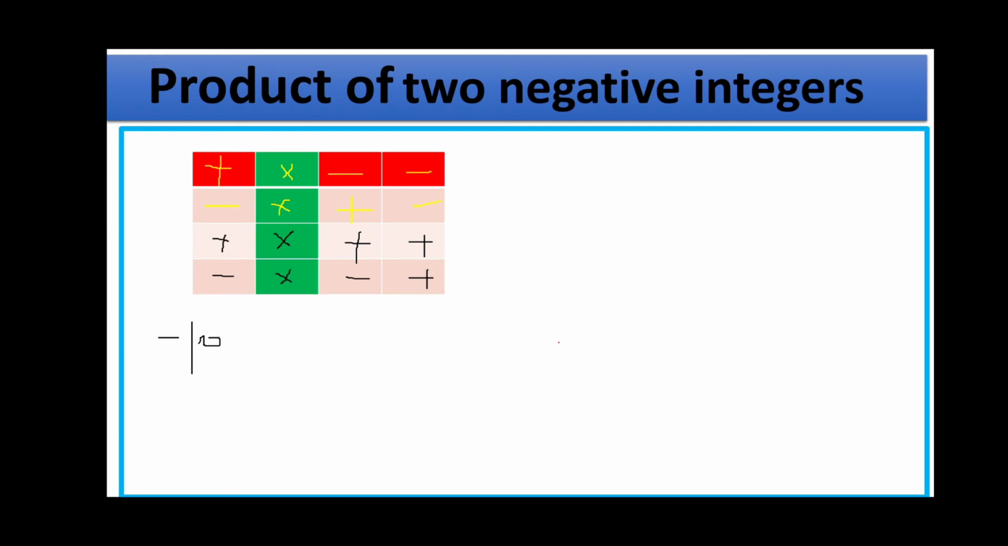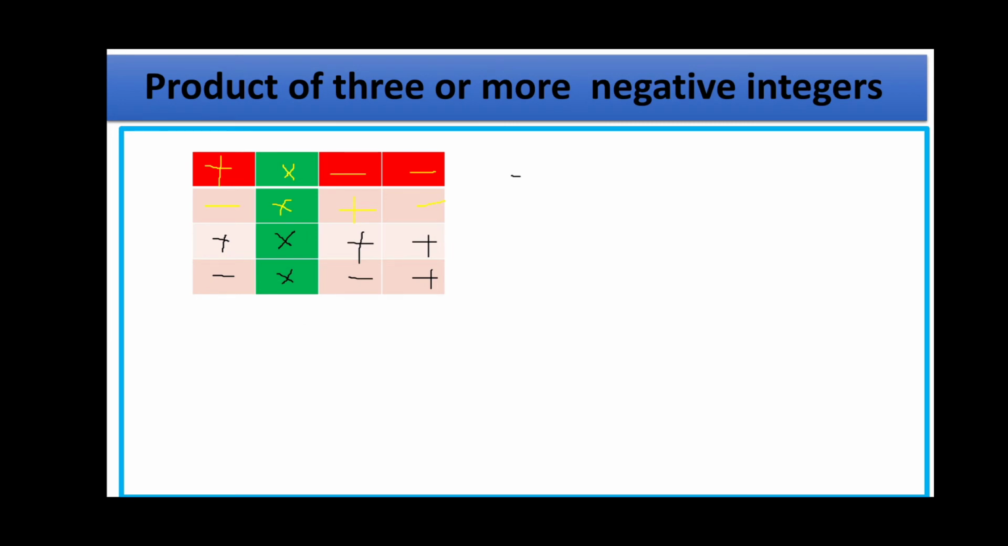Here I am taking minus 10 into minus 20, which gives... So first rule is always check for the signs of the integers. Here we have both minus, so minus into minus gives plus. And the numbers 10 into 20, 10 20s gives 200. So plus 200. So no need to represent plus before the number.